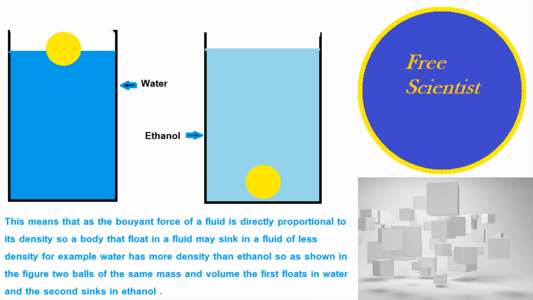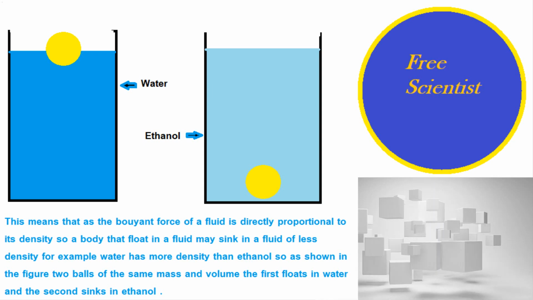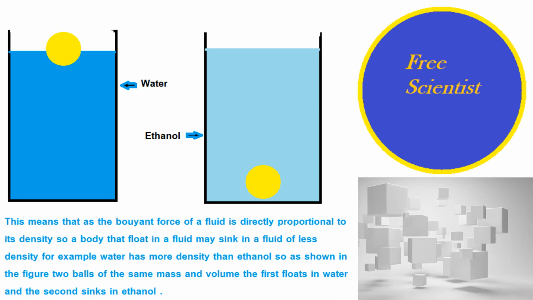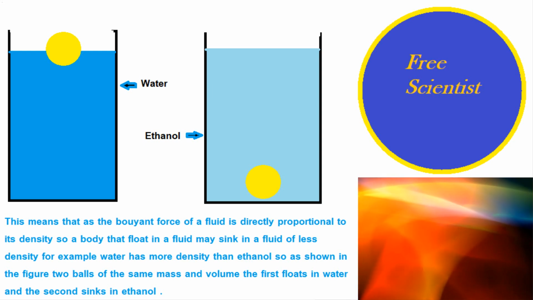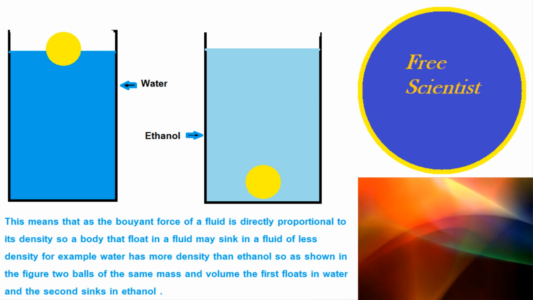This means that as the buoyant force of a fluid is directly proportional to its density, a body that floats in a fluid may sink in a fluid of less density. For example, water has more density than ethanol, so as shown in the figure, of two balls of the same mass and volume, the first floats in water and the second sinks in ethanol.